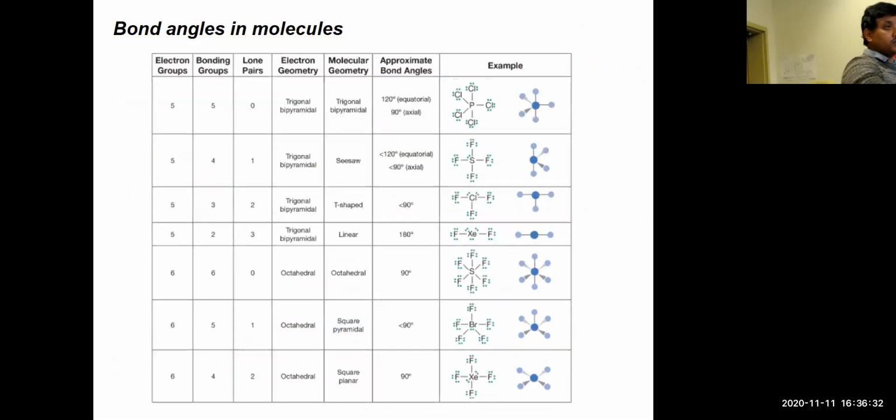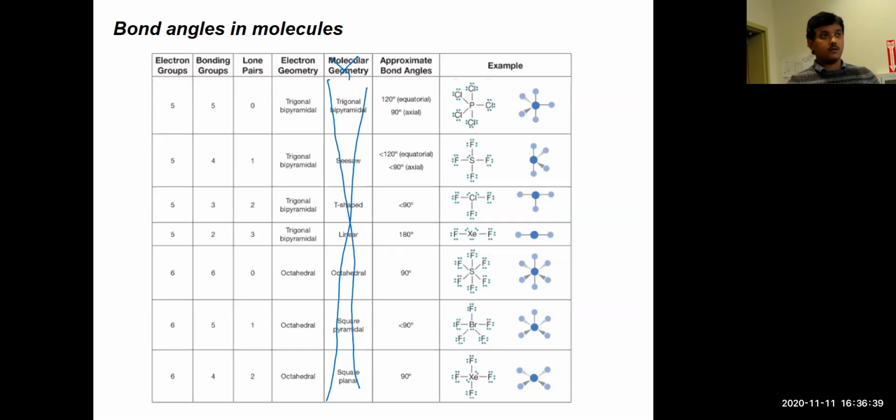All right, let's make sure we are not going to use this to predict the bond angles because they were not useful.